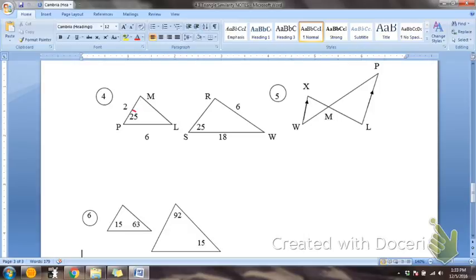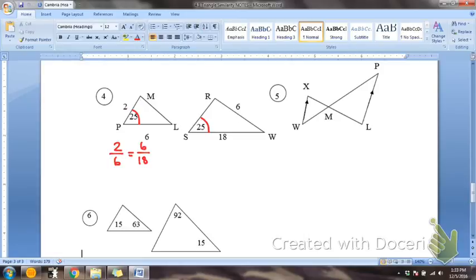So let's go ahead and mark these angles to be congruent. Okay. So it looks like it's probably side angle side, but remember we have to set up our proportions. So let's go ahead and set up our proportions. Small over small, medium over medium, because we have a congruent angle. So 2 goes with what on the other side? 6. And then 6 is going to go with 18.